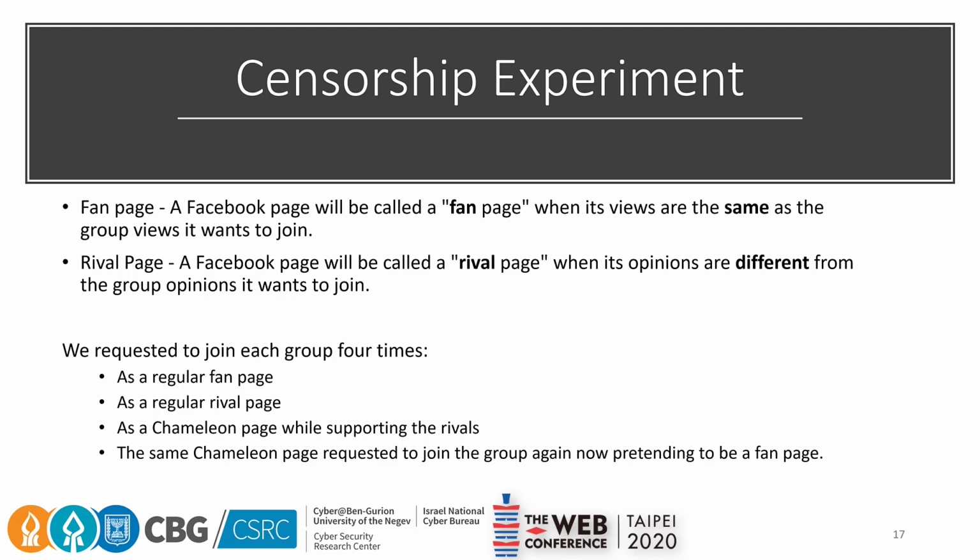A Facebook page will be called a fan page when its views are the same as the group's views it wants to join. A Facebook page will be called a rival page when its opinions are different from the group opinions it wants to join. We requested to join each group 4 times, as a regular fan page, as a regular rival page, as a Chameleon page while supporting the rivals, and the same Chameleon page requested to join the group again, now pretending to be a fan page.